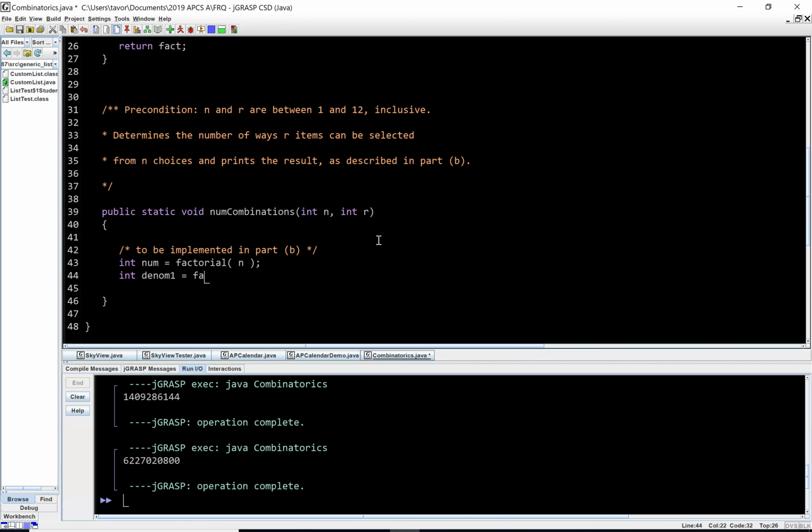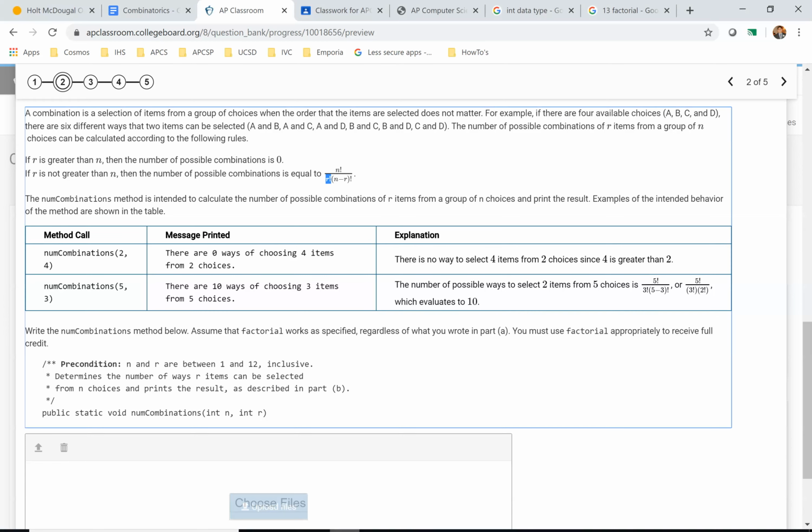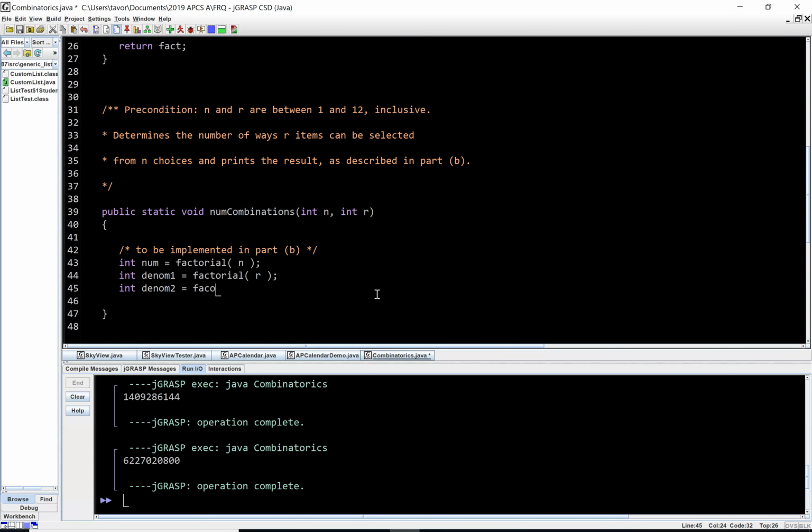Good. Well, I'm going to implement my factorial method. I'm going to place a call to the factorial method, but I'm going to send that r now. And then hopefully you see where this is going. You're going to say then int denom2 equals, well, now the second part of the denominator would be this, which is n minus r, whatever that is, factorial. And so I'm going to place a call to the factorial method. I'm going to do n minus r.